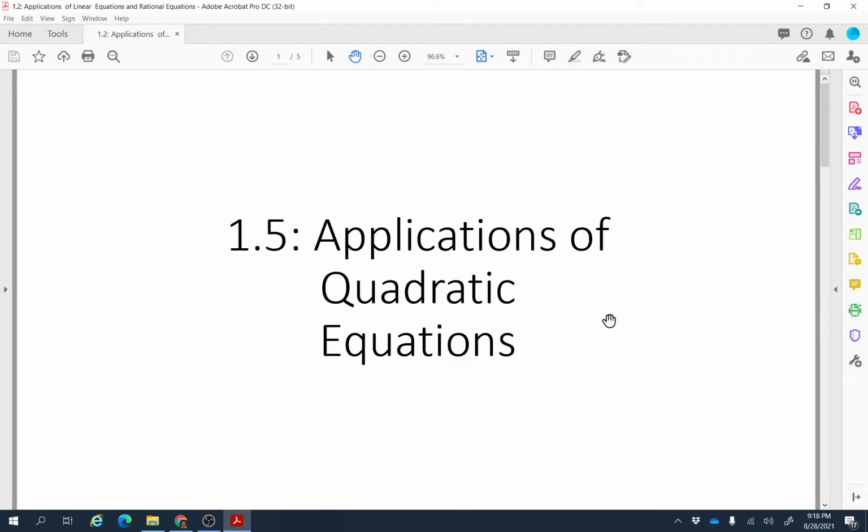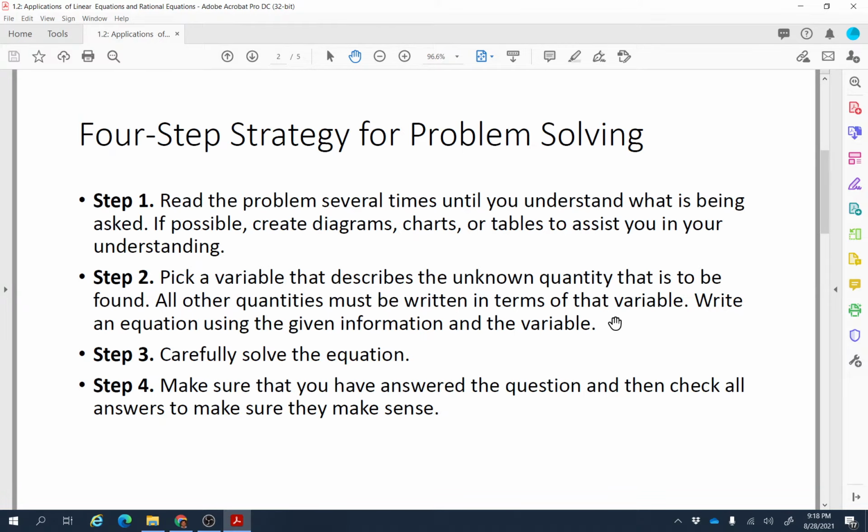In this section, we're going to solve the application problem involving quadratic equation. In the previous section, we learned how to solve quadratic equation. In this section, we see word problems, and we change that word problem into a quadratic equation and solve that. Okay. So some tips before solving word problems.